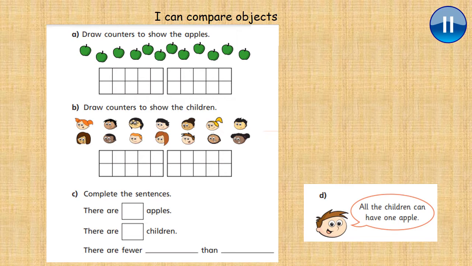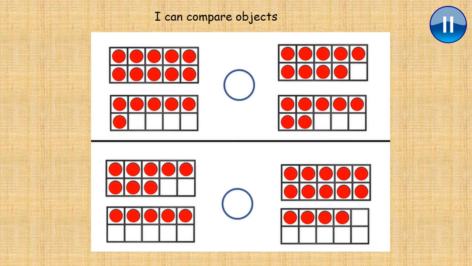How did you get on? There are 12 apples. There are 14 children. There are fewer apples than children. Now answer this question. Teddy says all the children can have 1 apple. Is he correct? No, you're right. There are not enough apples. Well done.